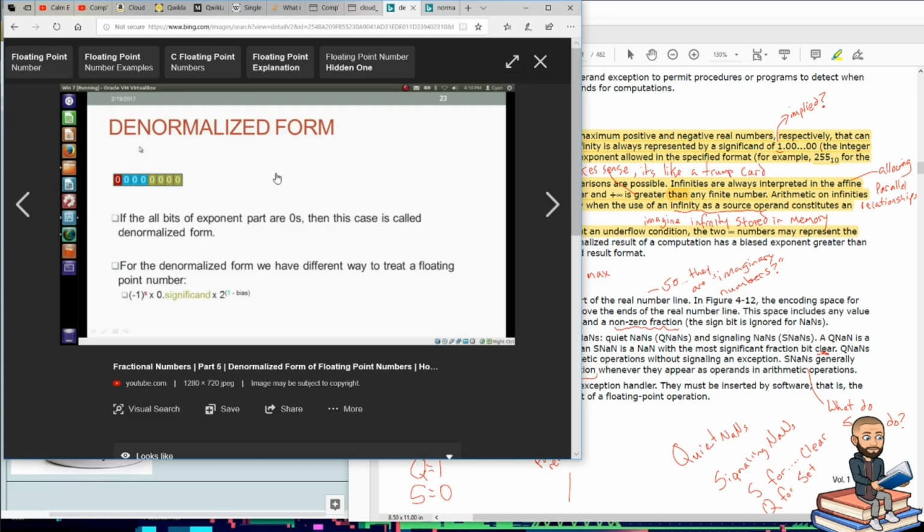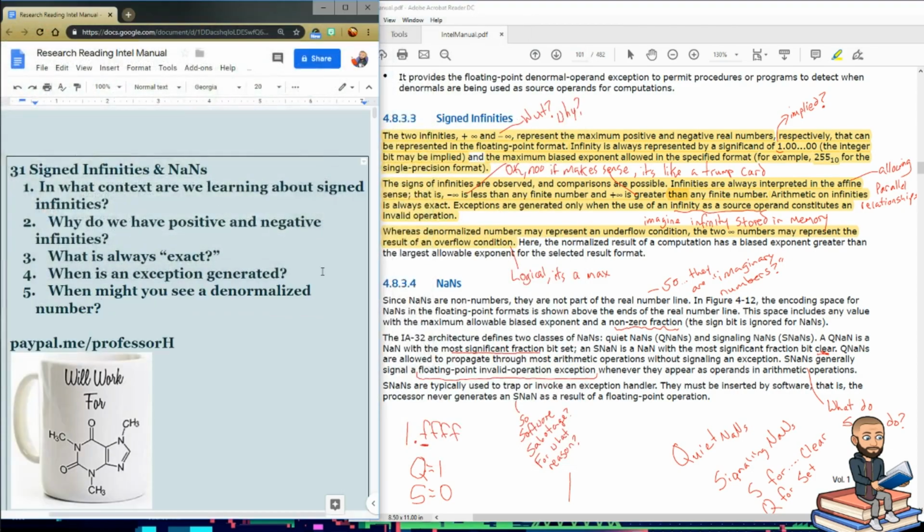It's a denormal floating point number. So a good question to ask in this moment might be, when might you see a denormalized number? And it says right here in that first sentence, denormalized numbers may represent an underflow condition. So if you think of underflow like the opposite of overflow, I'm thinking of a really small number, a number that is so small the exponent doesn't need to be raised to anything, that the number could just exist within those 32 bits we are given.